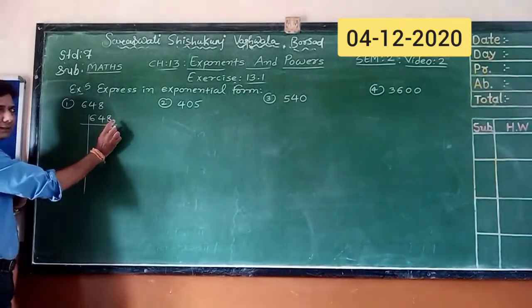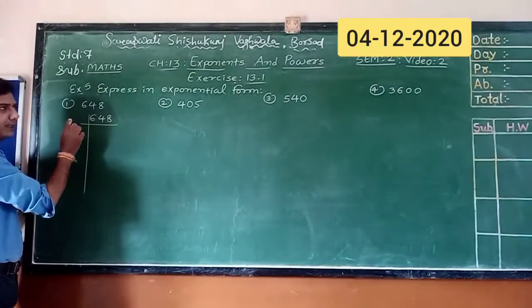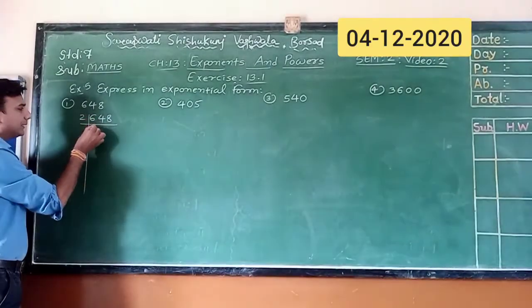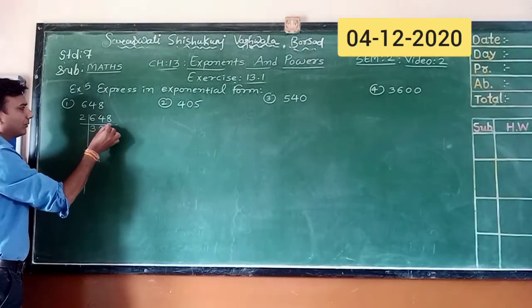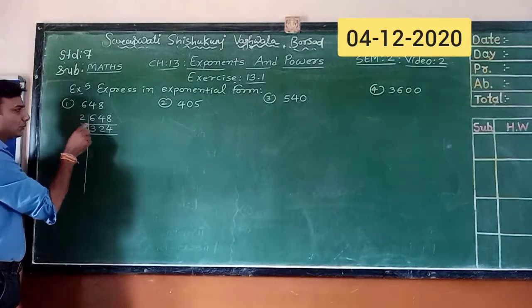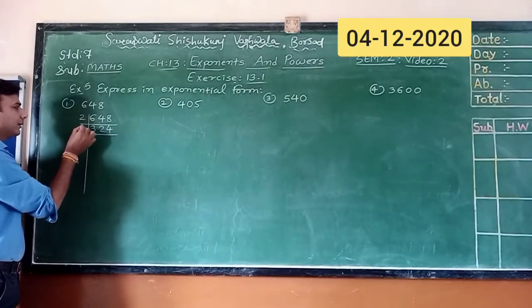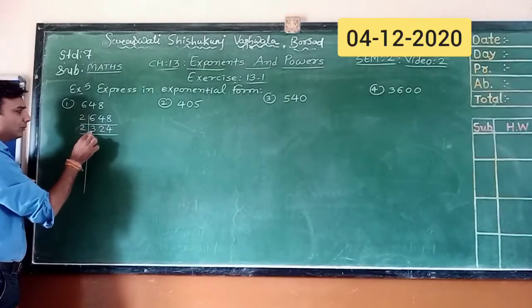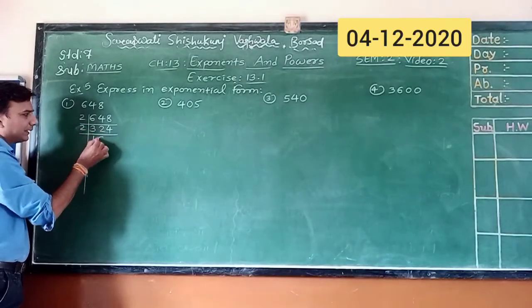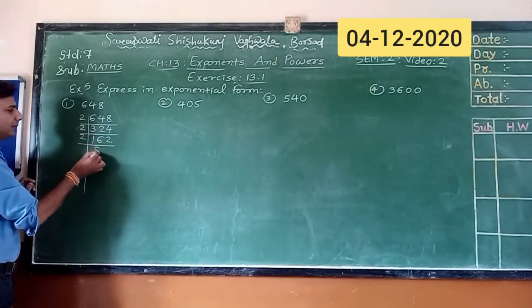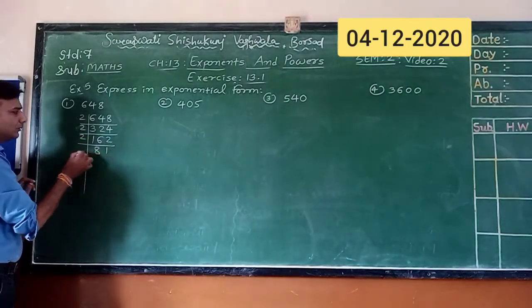That unit place number is even, so we can divide this number by 2. 2 3s are 6, 2 2s are 4, 2 4s are 8. Now 2 1s are 2, 1 remain 12, 2 6s are 12, 2 2s are 4. 2 8s are 16, 2 1s are 2.